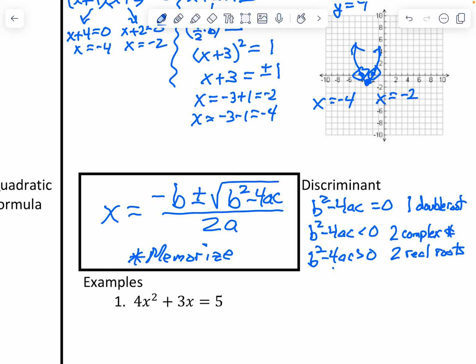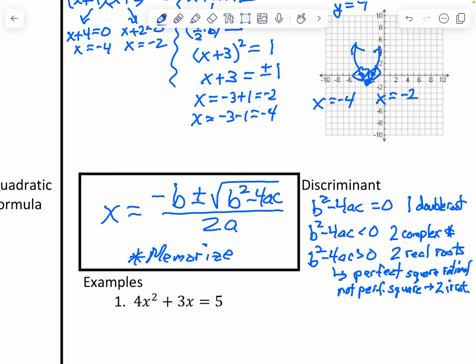If b squared minus 4ac is a perfect square, then you're going to get a rational answer. So it'll be rational. And if it's not a perfect square, it will be irrational. So not a perfect square will mean that your answers are irrational. You get two irrational numbers. All right, so that's the discriminant.